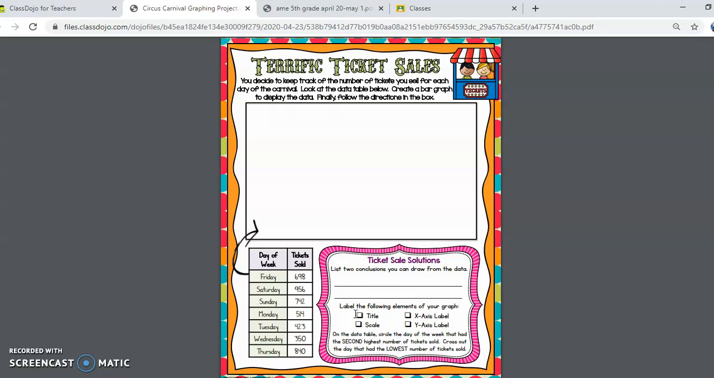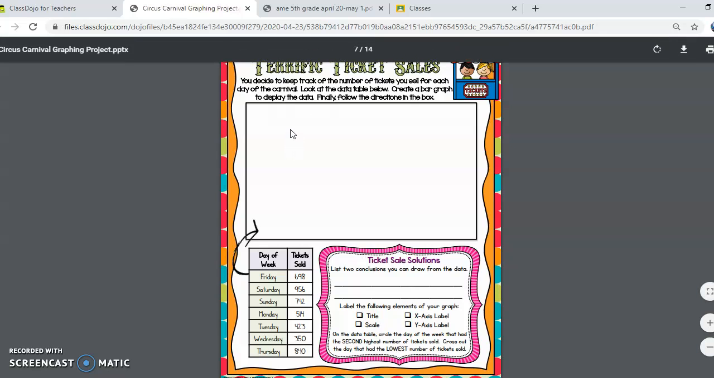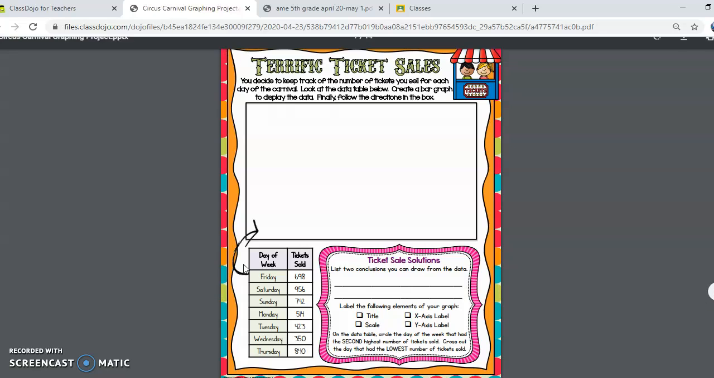That's it. You need to have a title. So maybe tickets sold daily, something like that. Your x-axis is across. So you need to decide if you want that to be your tickets sold or if you want it to be your days of the week. That's up to you. Your y-axis here needs to be labeled as well. And then you have a scale. So you can do this with hundreds. You can do it by 50s, 200s, whatever. Then here you need to circle the day of the week that had the second highest number of tickets sold, and then cross out the day that had the lowest number of tickets sold.